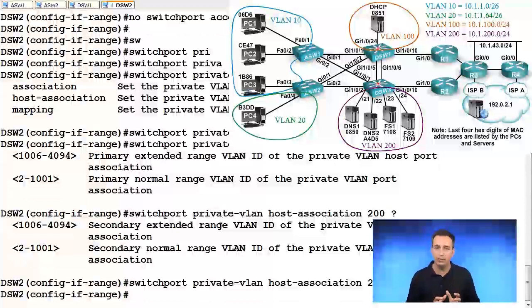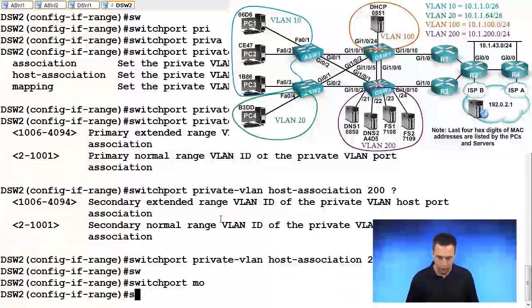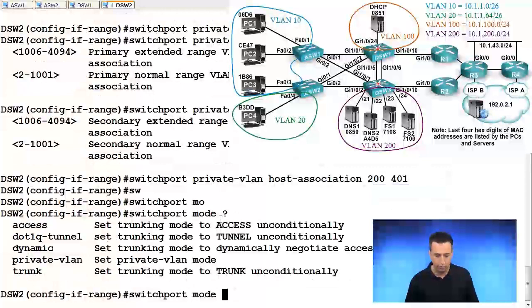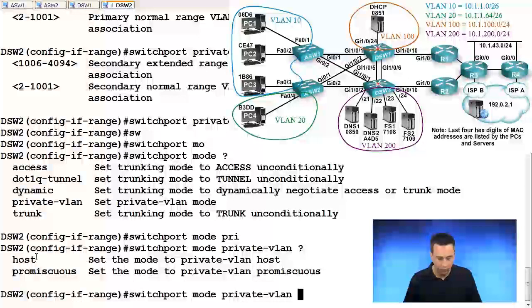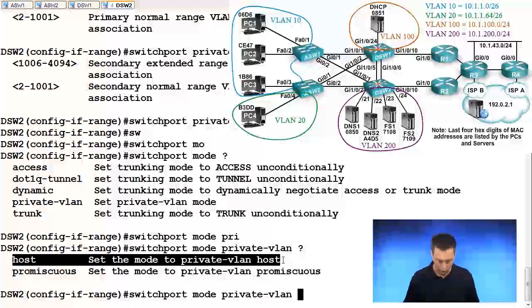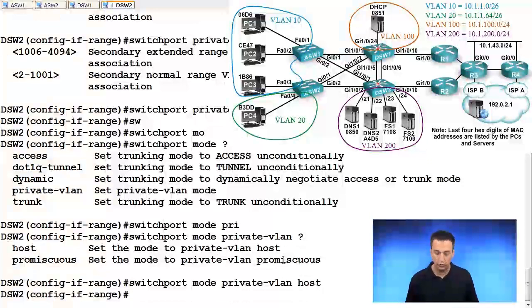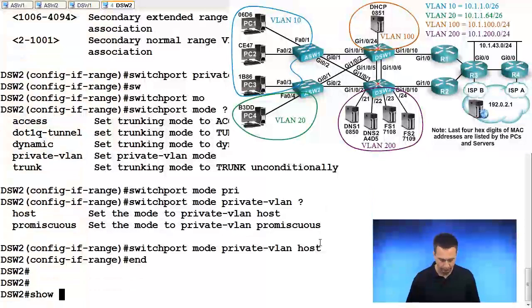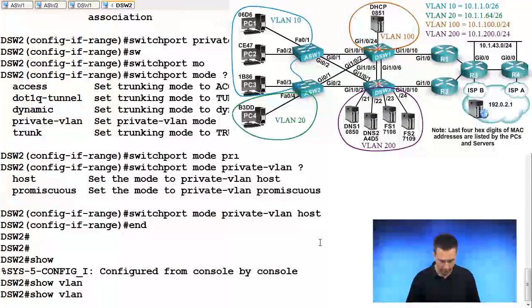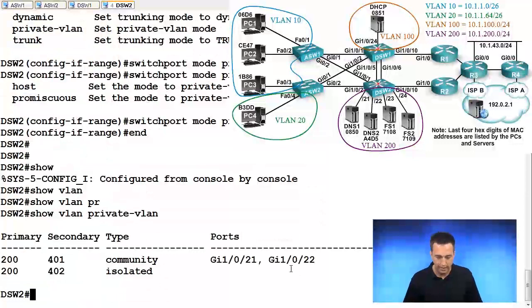Now, what is the mode here? The mode, so switchport mode, is going to be private VLAN. And what are we? Are we the promiscuous port? No, we are the host port. So switchport mode private-VLAN host. All right, let's see how that worked out. Show VLAN private-VLAN. Look at that. Now gigabit 21 and 22 are part of the community VLAN 401 that is associated with 200, the primary VLAN.